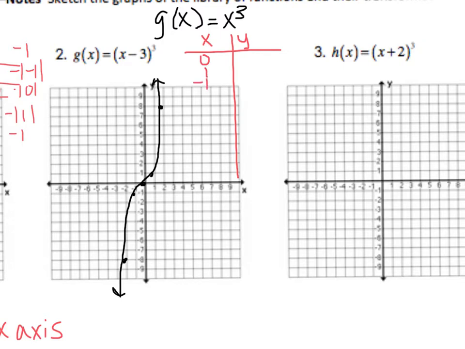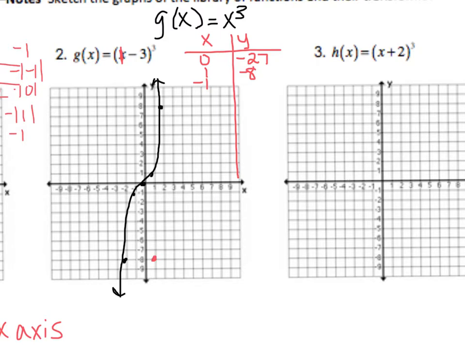At 0, if I put in 0 for x, 0 minus 3 is -3. -3 cubed is -27. So that's even off my graph. So I don't really think that's a good point. But let's find out what else. Let's try the 1. Okay, 1 minus 3 is -2. -2 cubed is -8. That's on my graph. That's okay. So let me go ahead and plot that. 1, -8.